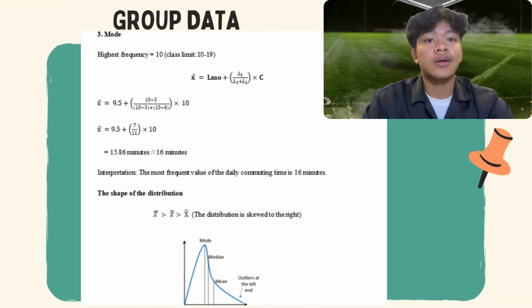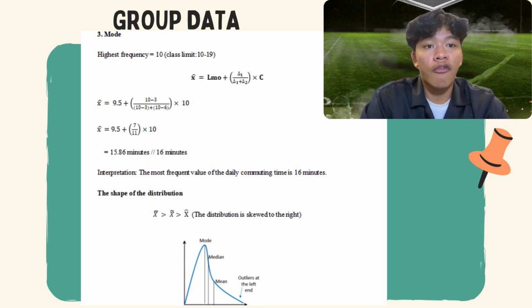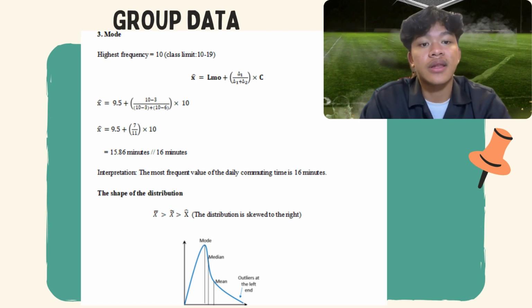Next, mode. Mode is the highest repeated number in one data, which in this case is 10, which is in the class limit of 10 to 19. Mode is calculated by using the formula of Lmo plus bracket delta 1 divided by delta 1 plus delta 2 times C. So the result after being calculated is 15.86 minutes, which to be exact is 60 minutes. The most frequent value of the daily commuting time is 60 minutes.